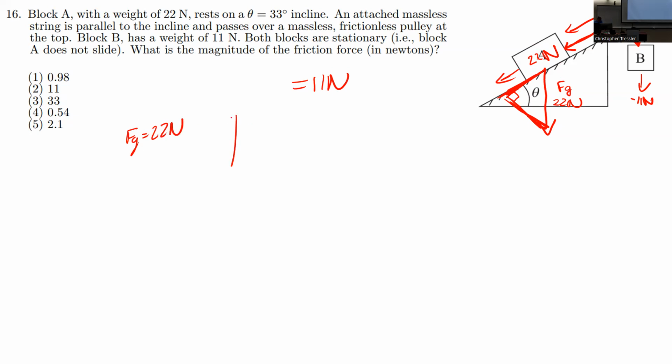And let me remake that triangle right here. 22 newtons. And we're looking for basically right here. Let's just label that A. Now, we know that this theta right here is 33 degrees. So now if we have this triangle, and this is 33 degrees, what is this angle right here?